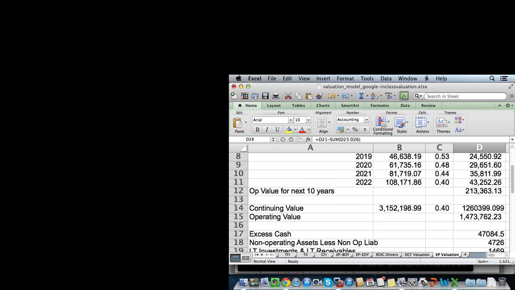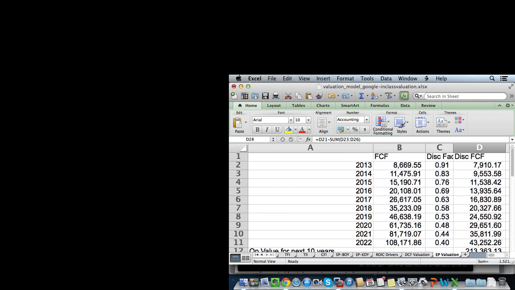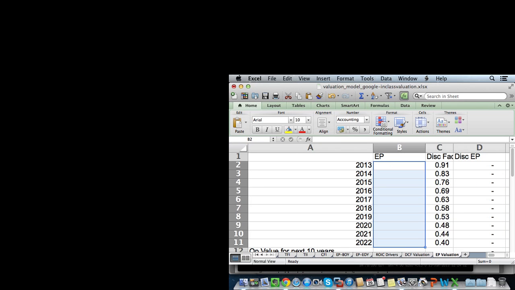In the EP valuation tab, we're still going to forecast out the same number of years, but instead of forecasting free cash flow, we're going to forecast economic profit. And we're going to discount the economic profit. So instead of discounted free cash flow, we're going to have discounted economic profits. So I need to clear the contents of these, because what I need is my first 10 years of forecast for economic profit.